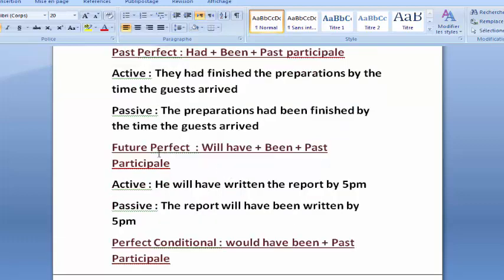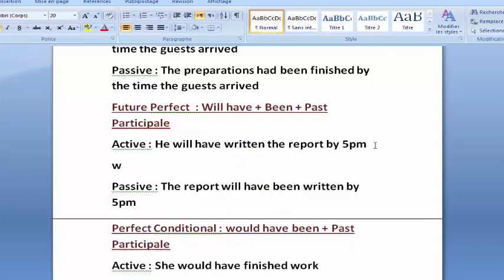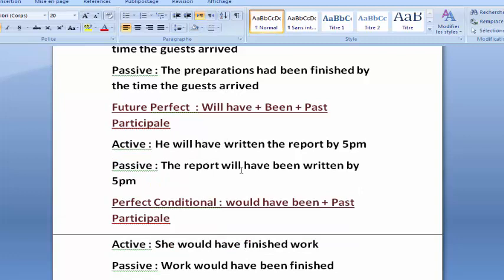So future, now future perfect: will have plus been plus past participle. Let's see an example. He will have written the report by 5 p.m. So passive: the report will have been written. Here written is in past participle, not in the present. The report will have been written by 5 p.m.